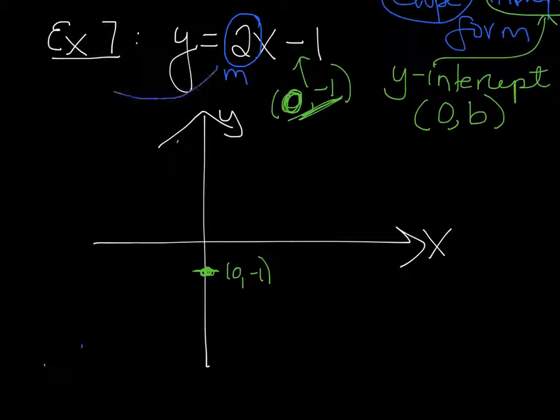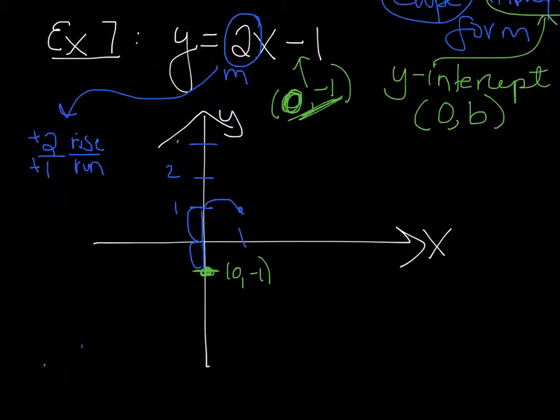Now the slope means it's really 2 over 1, right? And remember, this means rise over run. So that means, since it's positive, both of these are positive. If I go up 2, that's 1, 2, and so forth. If I go up 2 and to the right 1, I find a new point.